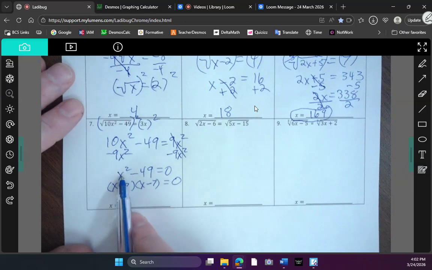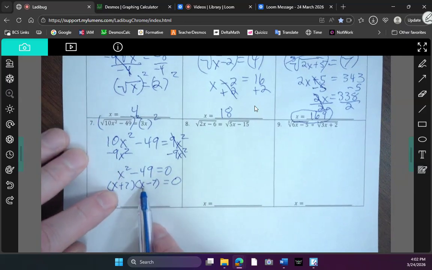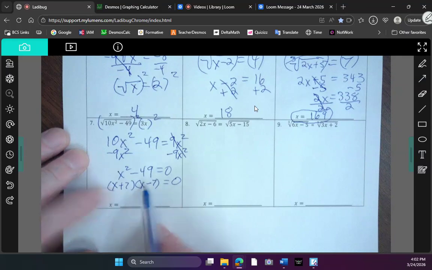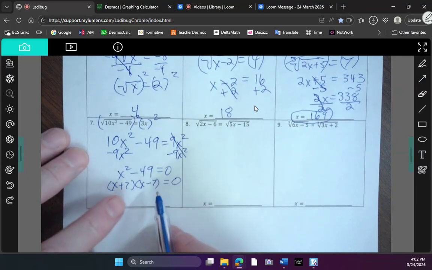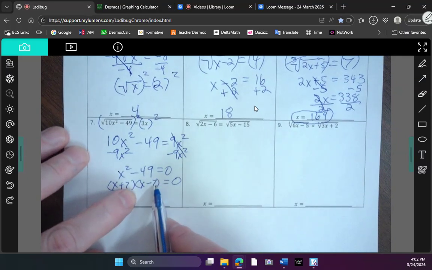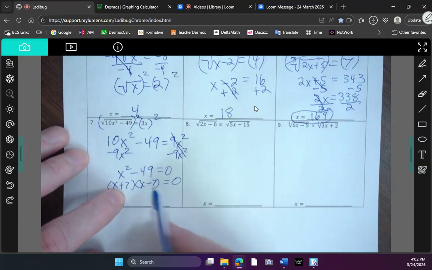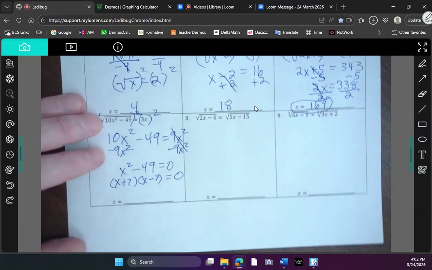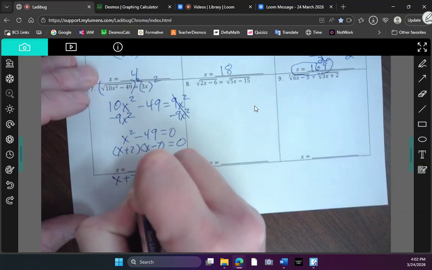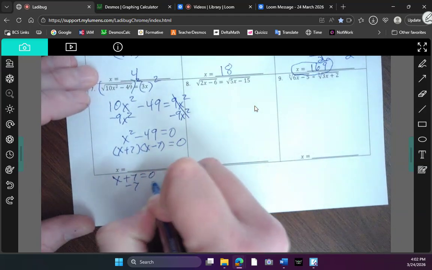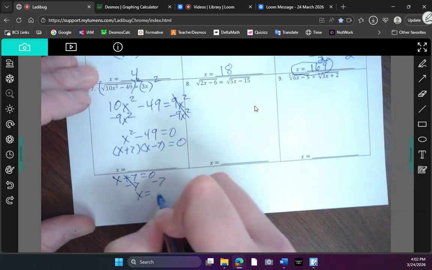You take the square root of the first thing, put it in the first two parts of those parentheses, take the square root of the last thing, put it in the last part of those parentheses, a plus between one and a minus between the other. So I'm going to go down here and do x plus 7 equals 0, subtract 7, and x equals negative 7.